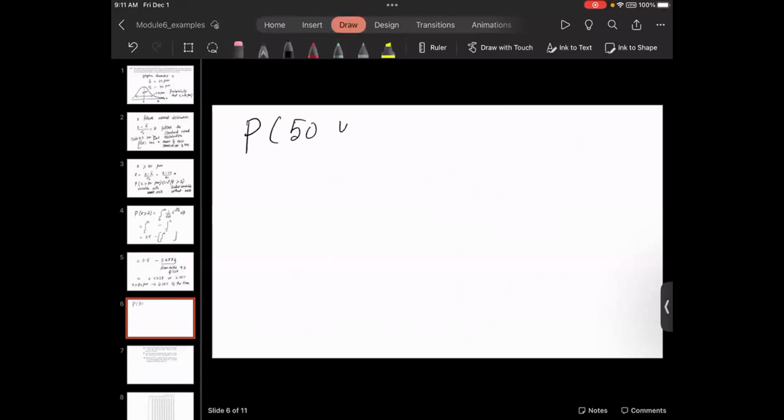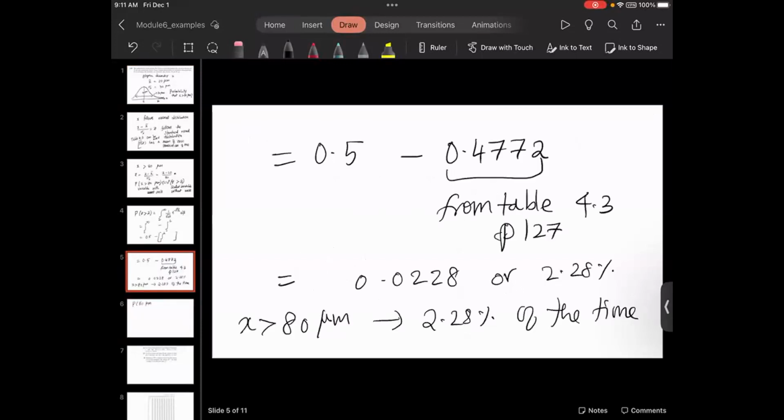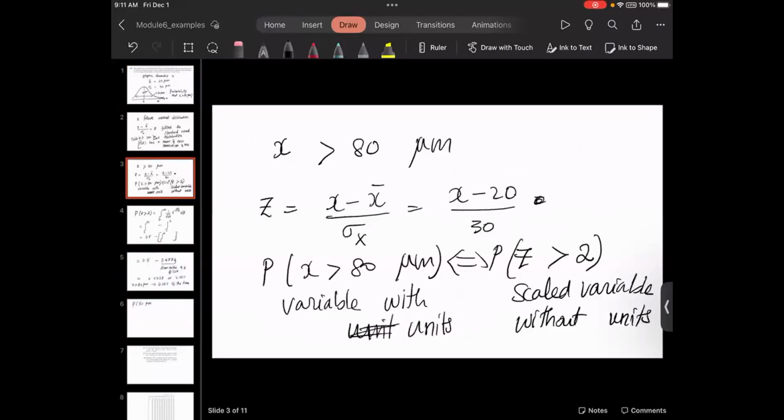I have a question about the previous problem. So how do we get to z less than 2? If you define z as x minus x bar divided by sigma x, and x assumes a value of 80 microns, then what is the value of z? You just substitute x equal to 80. 80 minus 20 is 60. 60 divided by 30 is 2. Okay, thank you. That makes sense. Yeah. So 80 minus 20 divided by 30, which is equal to 2.